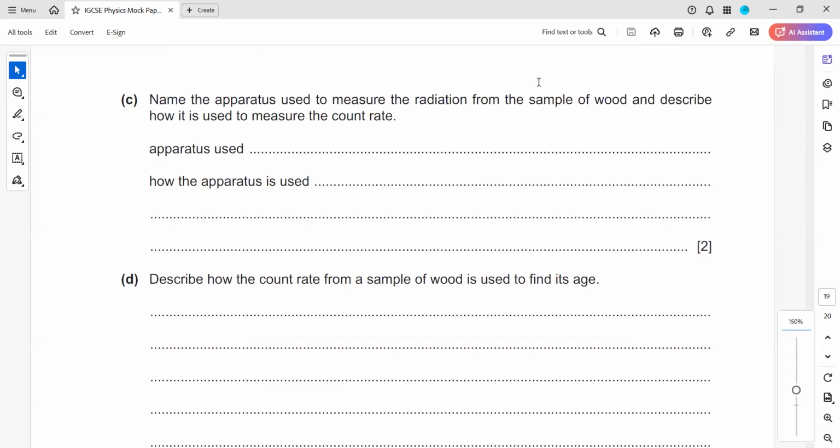The next question was, name the apparatus used to measure the radiation from a sample of wood and describe how it is used to measure the count rate. First, which apparatus do we use? The main apparatus is a Geiger-Müller tube, or GM tube, or a Geiger counter. These are the right terms. And how should it be used, what should we do?